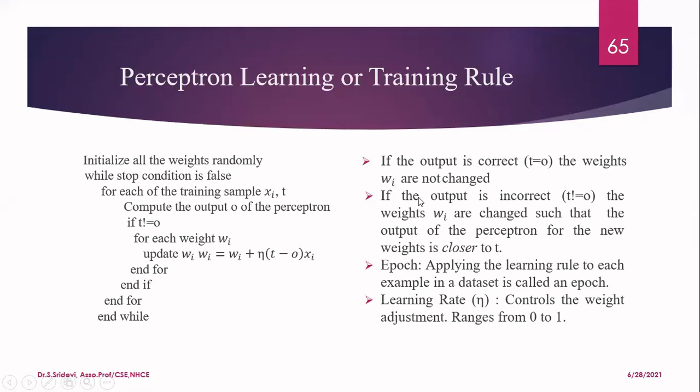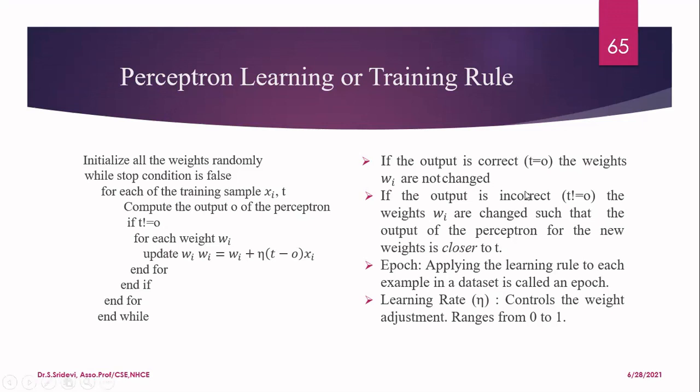Now, one more thing is, when you apply this perceptron learning algorithm, if the output is correct, the weights are not updated. If the output is not correct, then you are going to change the weight. And why we are changing the weight is, T is the expected output and O is the output produced from your perceptron. When you change the weight, this O will become closer to T.